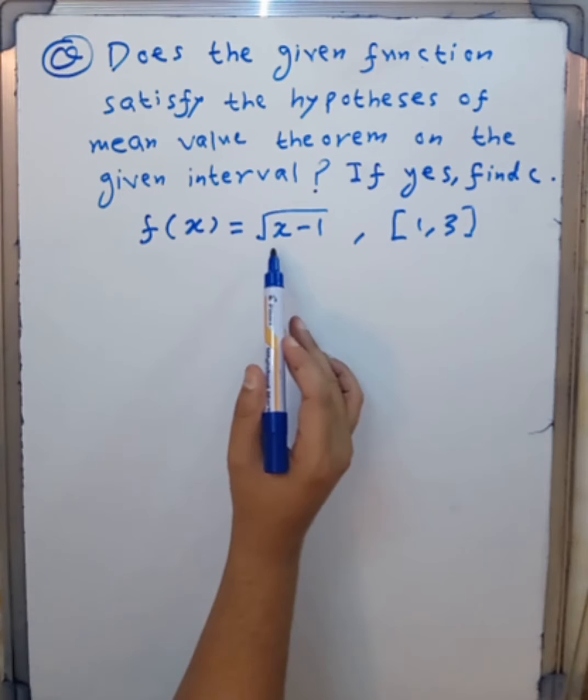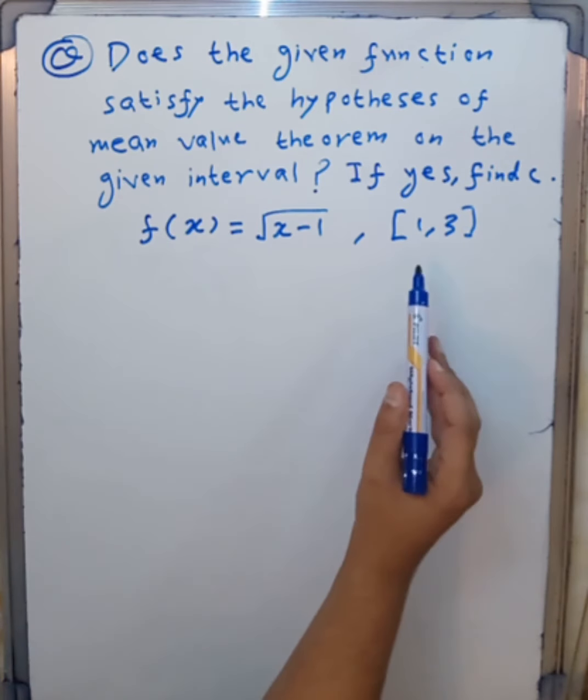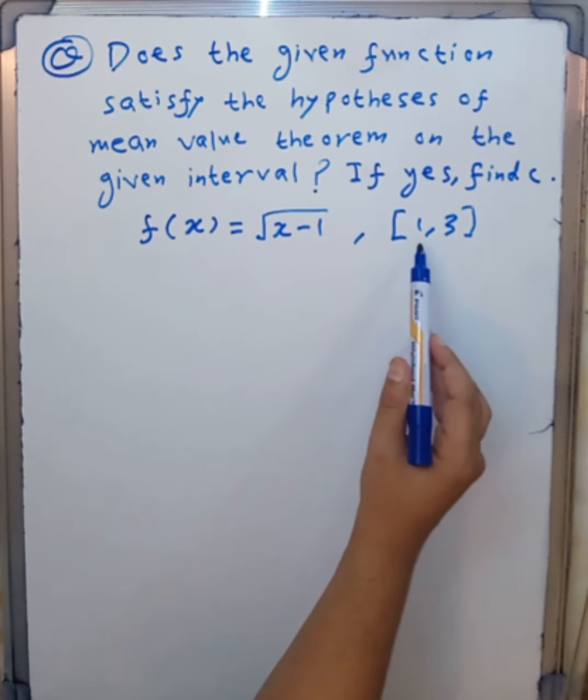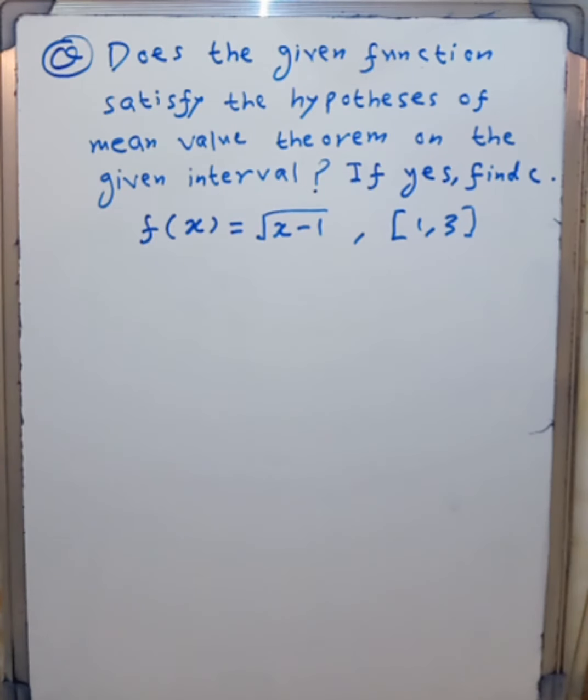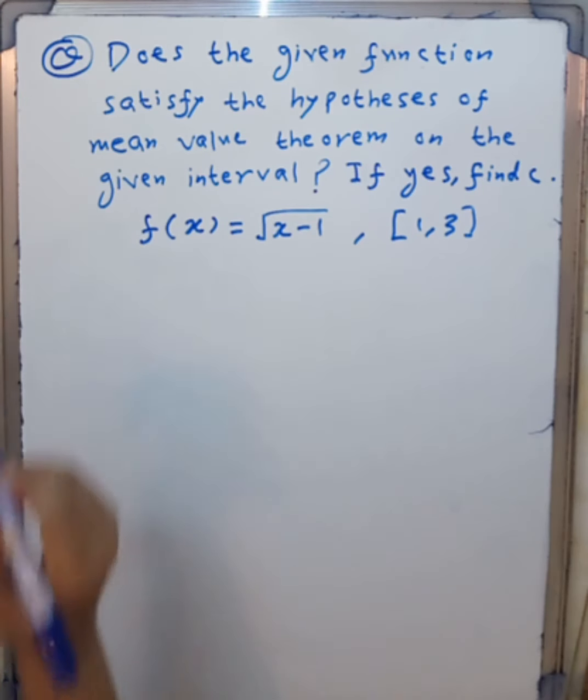f(x) is equal to square root of x minus 1, closed interval [1, 3]. So first we have to check whether the two conditions of the mean value theorem are satisfied or not. If both the conditions are satisfied, then we will find the value of C. So let us solve this question.